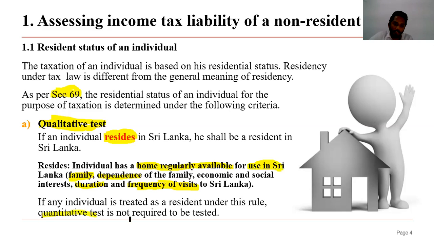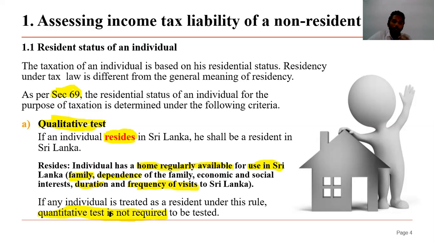And then if any individual is treated as a resident under this rule, very important, the quantitative test is not required. First of all, what you need to do is the qualitative test. If it is satisfied, you can decide whether he is resident or non-resident. Only if it is not, you can go with the quantitative test.